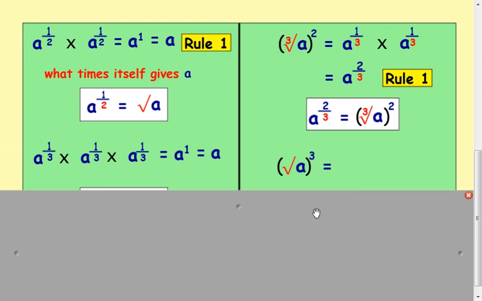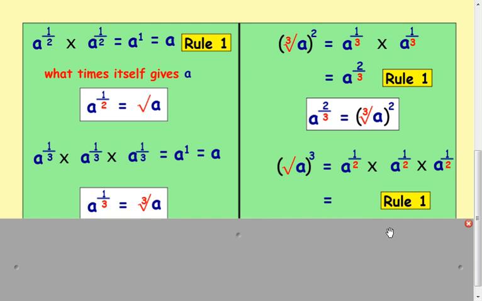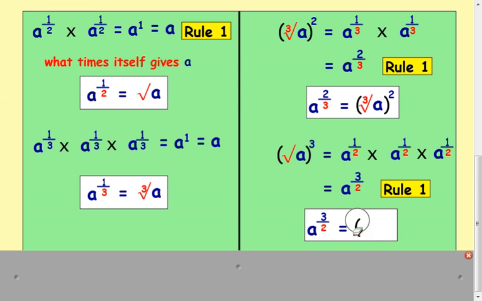Okay, I'll show you that just one more time. We've got the square root of a cubed. We can rewrite the square root of a as a to the power of a half. Now if we're cubing that, times it by itself, and then times it by itself again. When you're multiplying indices, what do you do with the powers? Well, a half plus a half plus a half, that's 3 halves. So these two things are exactly the same. Bottom number root, top number power. So a to the 3 over 2 is the square root of a cubed.